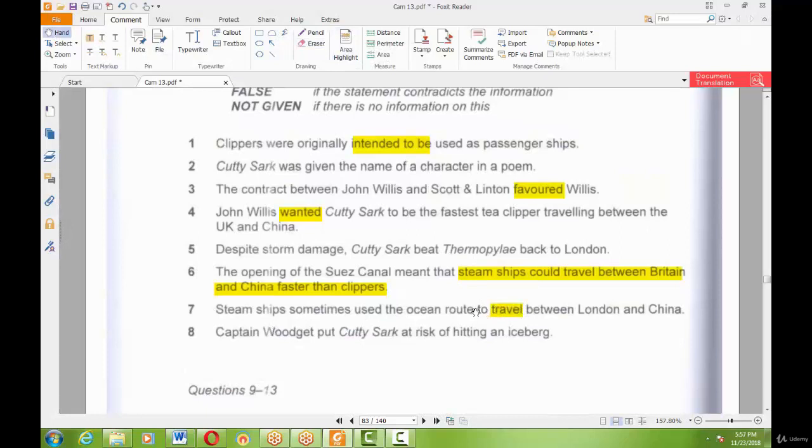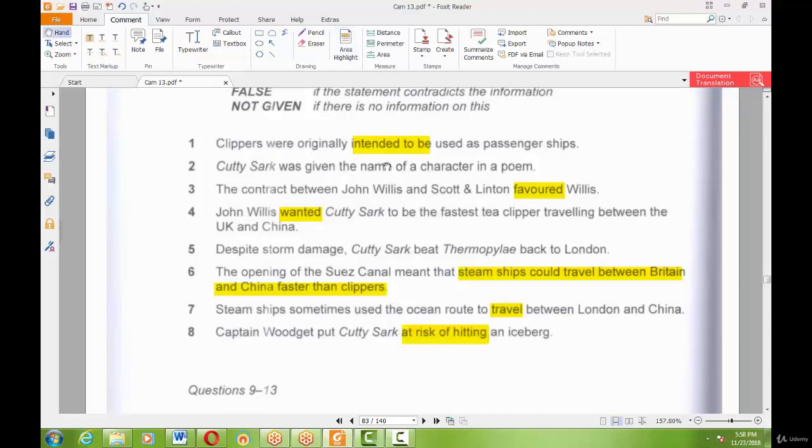Now, just because you find the synonym, like if for number 7, I find a synonym for the word travel, it doesn't mean the answer is true. This is just a synonym that helps me confirm I'm in the right sentence. You still have to look at the sentence and determine is it true, false, or not given. You still have to do that. And also I'm going to be looking for at risk of hitting.